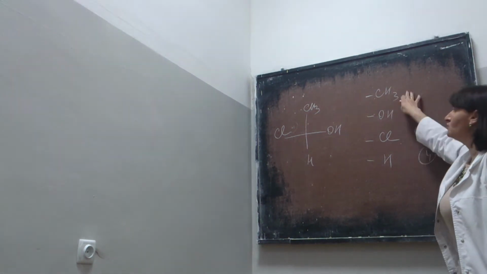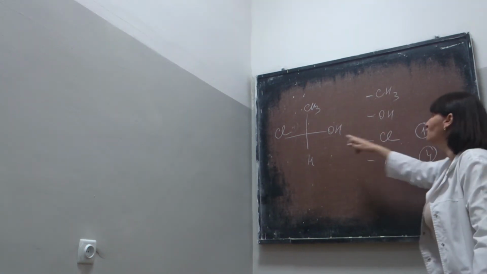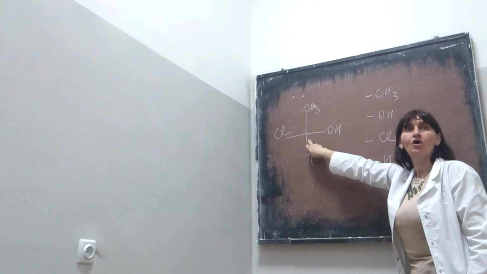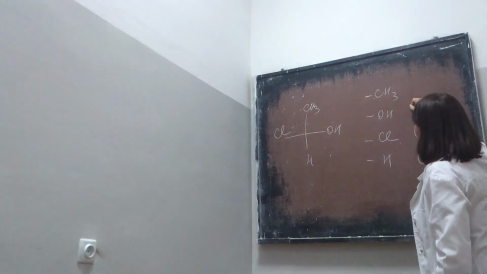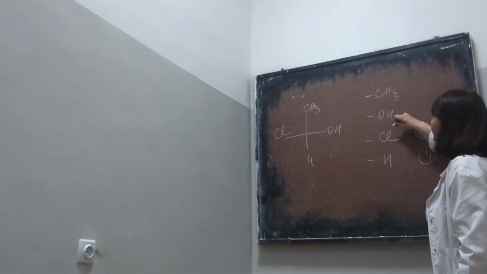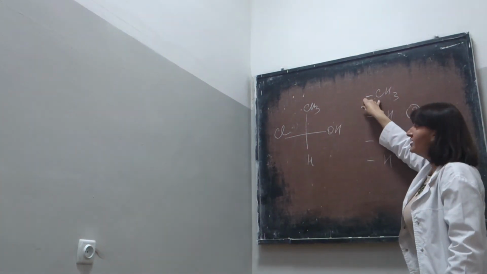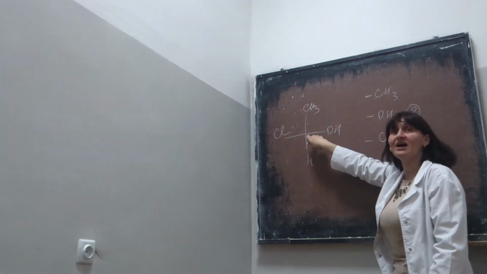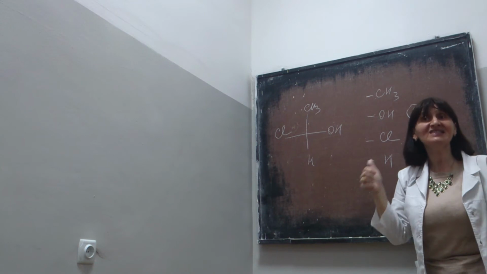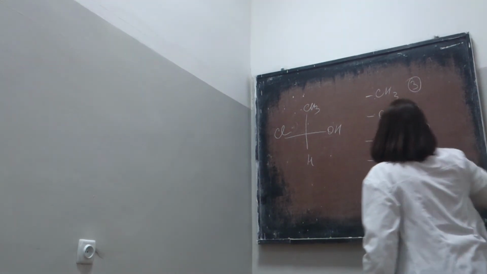Now what about these two groups? Which one is the first atom bonded to this chiral carbon? Here it is O, and here it is C. You have to see the table. The atomic number of oxygen is 8, so this one has to be number 2. Here the first atom bonded is carbon, and carbon's atomic number is 6, so that's why this one is number 3.